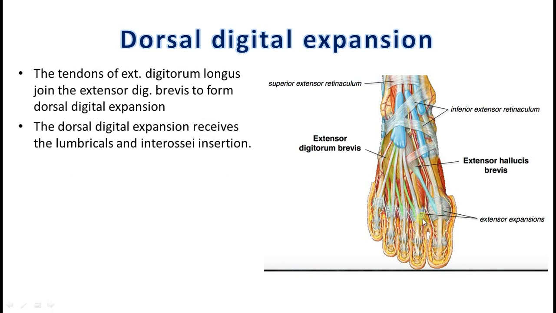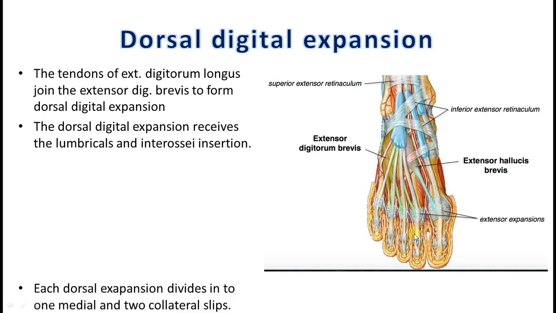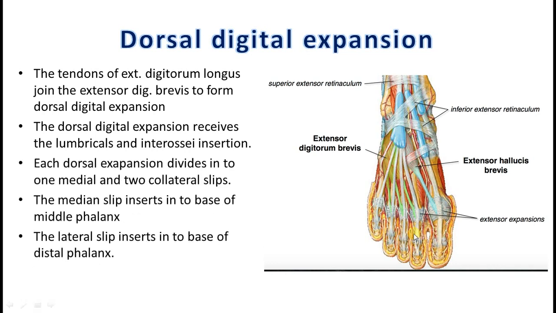So from the sole of the foot, dorsally it is going to receive the insertion of the lumbricals and the interossei muscle. Then it forms a slip which divides into three. You have a central slip and two collateral slips. You are able to see one center and two collateral slips. The center slip gets inserted into the base of the middle phalanx. The two collateral slips again unite distally and get inserted into the base of the distal phalanx.